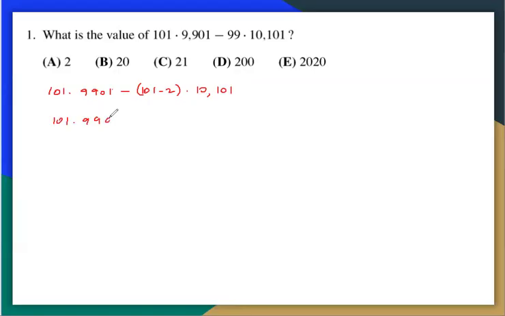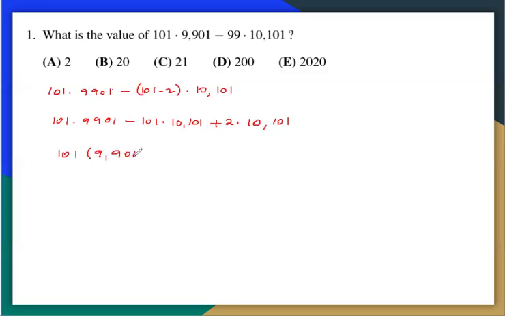So 9,901 times... we multiply 10,101 by 101. So that should be minus 101 times 10,101. Now this minus, this is also negative, so that should be plus 2 times 10,101. Okay, so we have 101, we have 101. If I pull that out as a common factor, that should give us 101 times 9,901 minus 10,101.